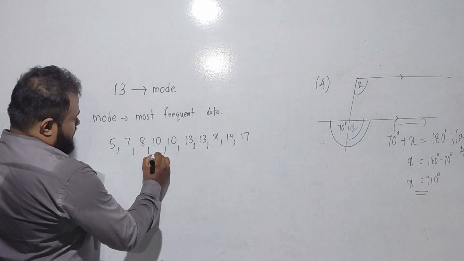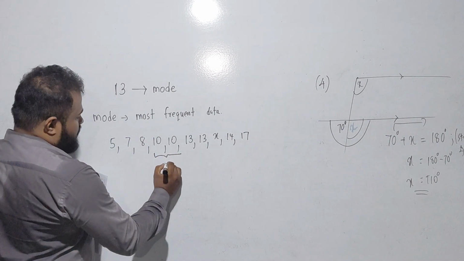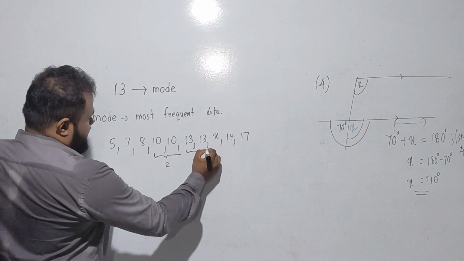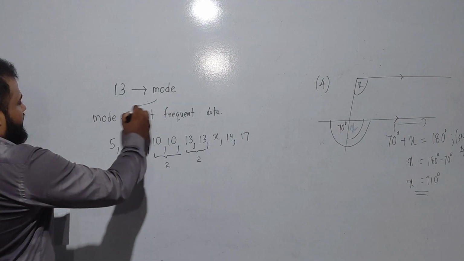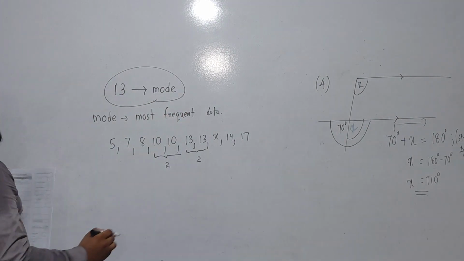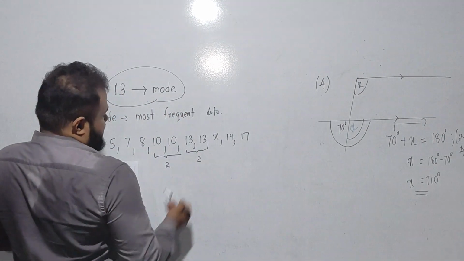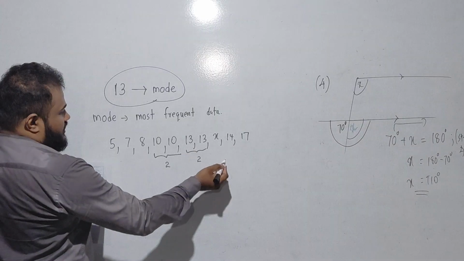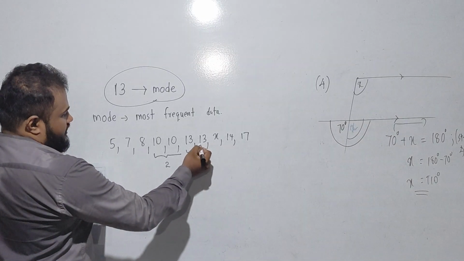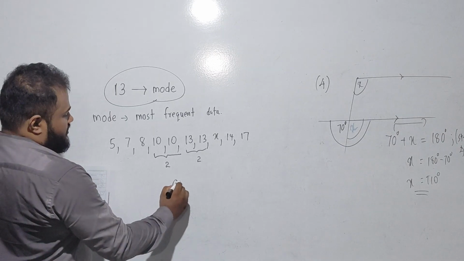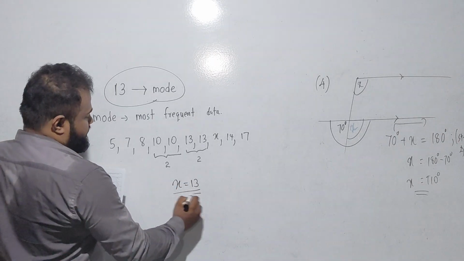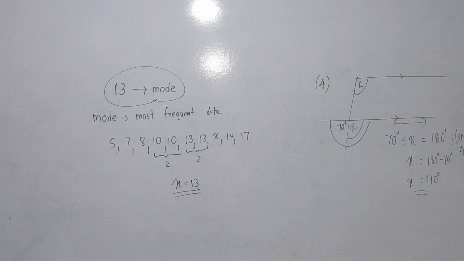As you can see, there are 10 two times and 13 also two times. So if they are telling 13 is the mode, 13 should be 3 times, because if there are three 13s, it cannot exceed this 10. So x should be 13. Next question.